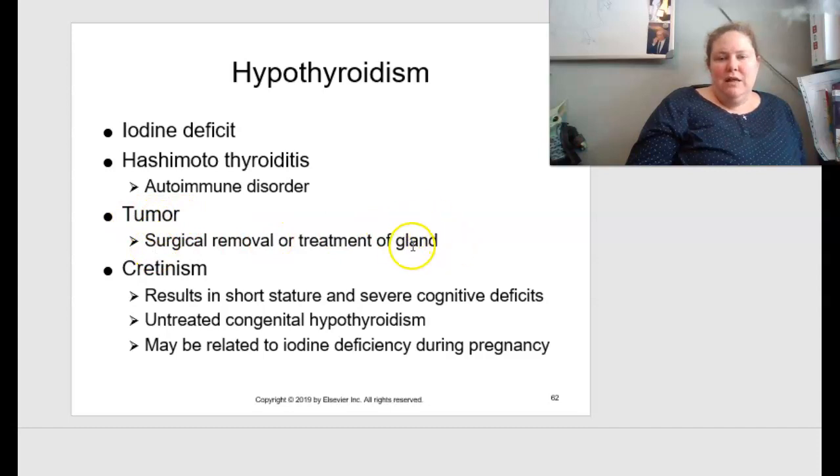You can also have cretinism, and this is where you have the result in short stature and severe cognitive defects that occur because you're not getting the right hormones at the right time. And this can result from untreated congenital hypothyroidism or low thyroid. And this may be related to iodine deficiency during pregnancy.